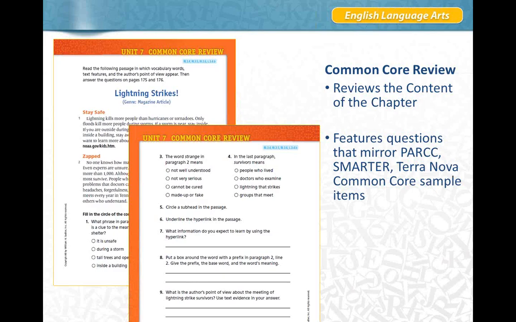At the end of every unit, there is a Common Core review, and these reviews cover the content of the entire unit. So in this case, the students are given a new text and 10 questions that they're going to have to read and respond to and go back to the text and support their answers. These questions mirror the PARCC and Smarter Balanced assessments, as well as the new TerraNova and Iowa Basic Skills assessments, and any of the new state assessments that are coming up.